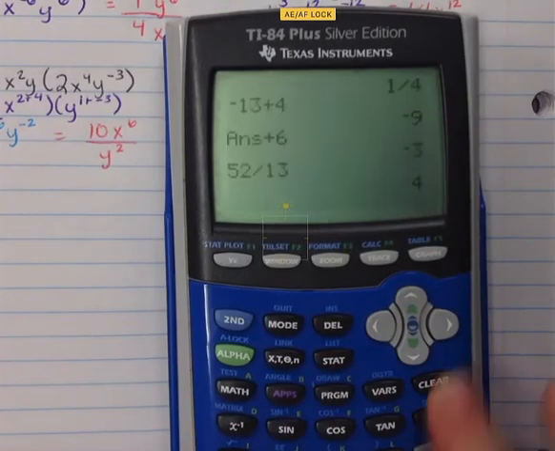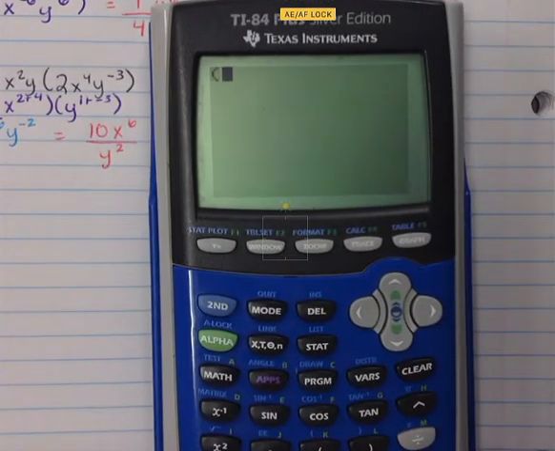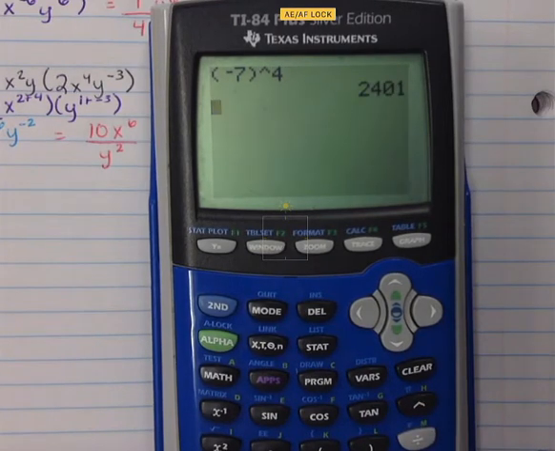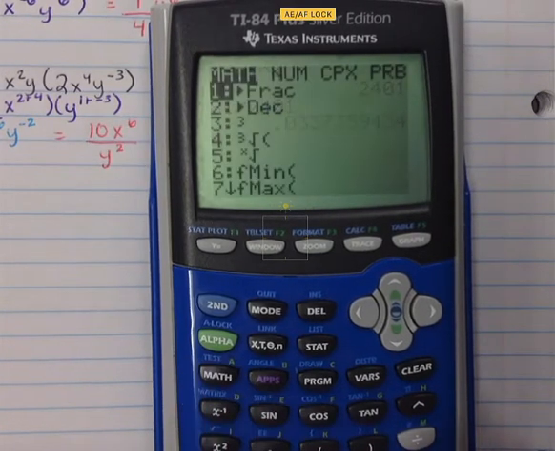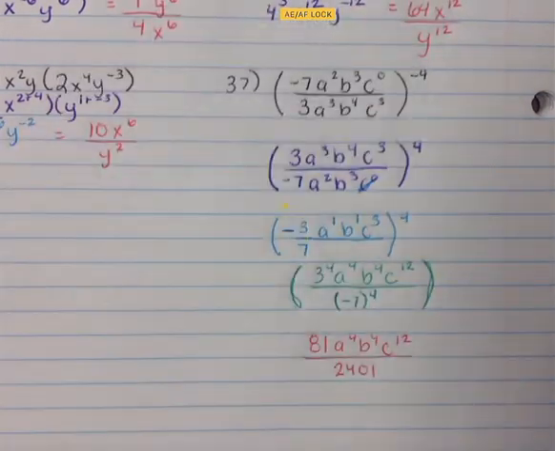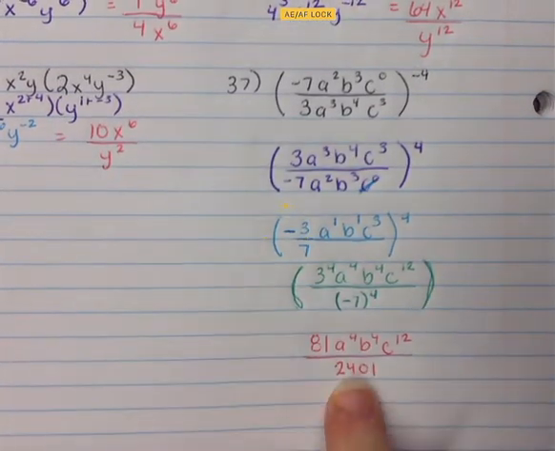So again, we use our calculator. We do parentheses, negative 7, close parentheses, raised to the 4th power, and we get 2401. So do 81 divided by 2401 gives us a decimal. Again, we want to do math, enter, enter. We get 81 over 2401. And that's our answer for number 37.